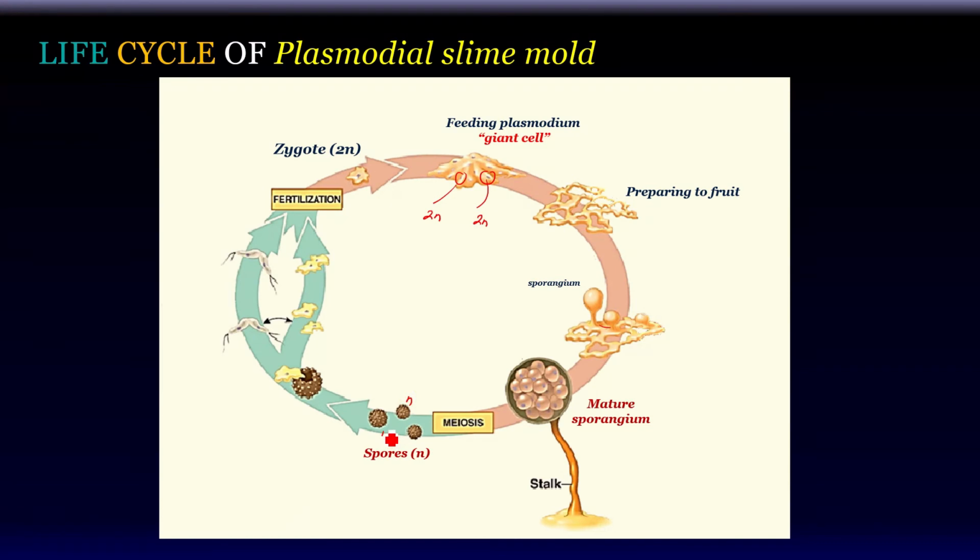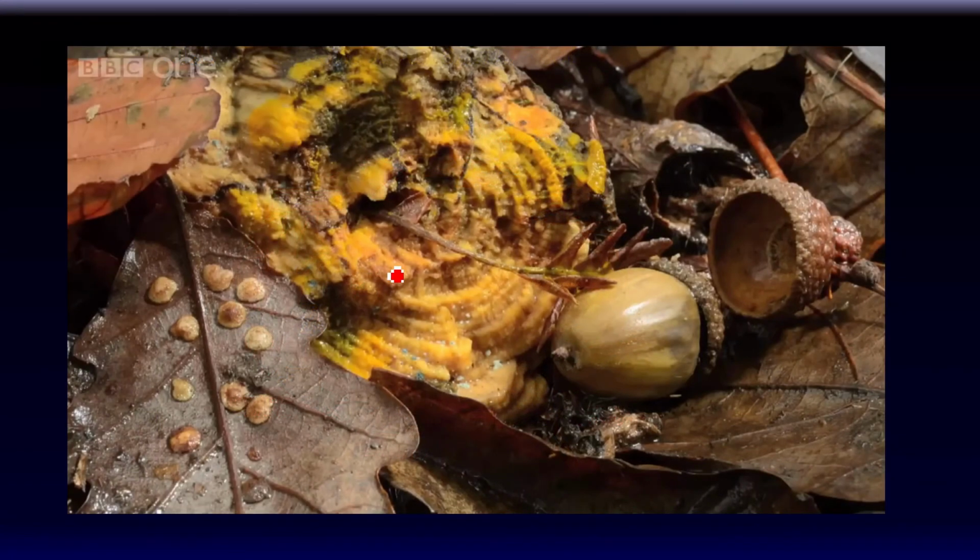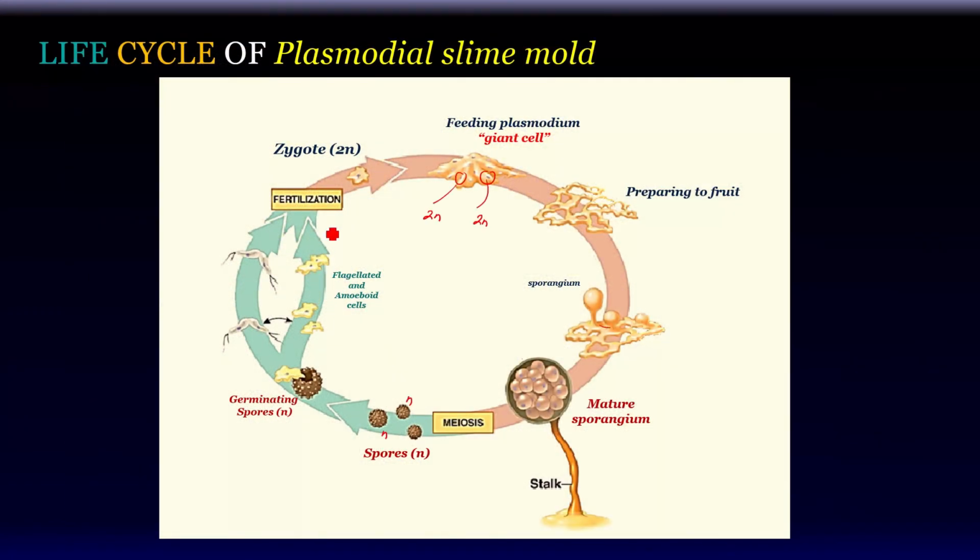So these are haploid spores, and these haploid spores then germinate like fungi do. Remember that picture of fungi germinating spores? When they come out of here, they're male and female spores, believe it or not, and some of them are flagellated like sperm are, and some of them are amoeboid cells. So they make two types of spores, the flagellated spores and the amoeboid spores, and they come together. That's sexual reproduction, and they fertilize to give the zygote. So this is the life cycle of the Plasmodial slime mold.